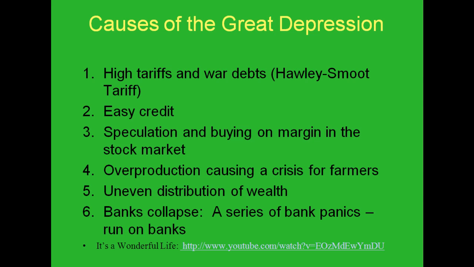Also, in the farming industry, overproduction caused a series of crises and panics for farmers. This poverty that's going on in the agricultural sector, in contrast to the prosperity of the urban sector, shows the uneven distribution of wealth in the United States. Also, we see almost 5,000 banks collapse in a series of bank panics or runs on the bank.